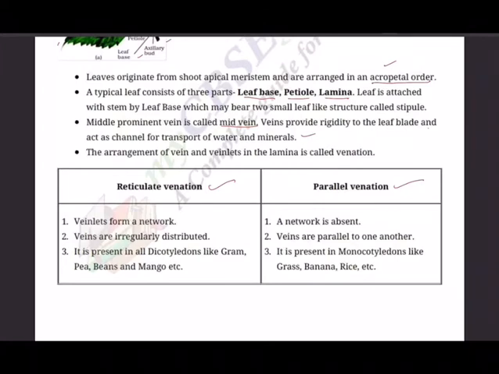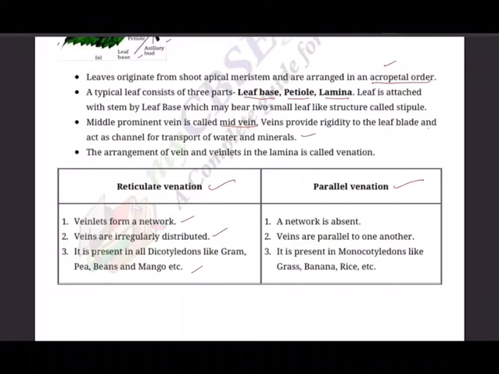In reticulate venation, the veinlets form a network. Basically there is a main vein running in the center of the leaf blade, and on the sides, arising from the midvein or main vein, branches will be there, a network of veins will be there. That's reticulate venation. Veins are irregularly distributed. It is present in all dicots like grams, pea, beans, mango.